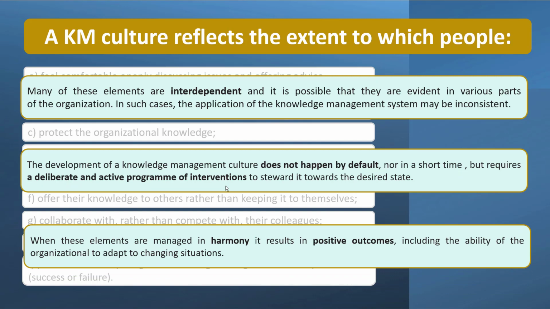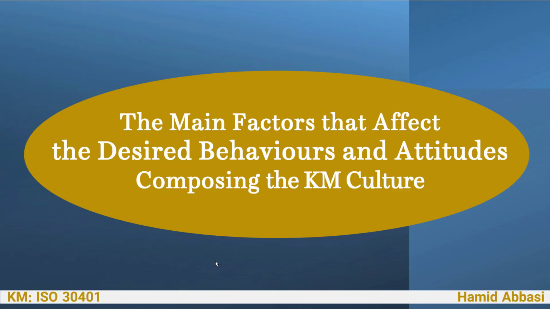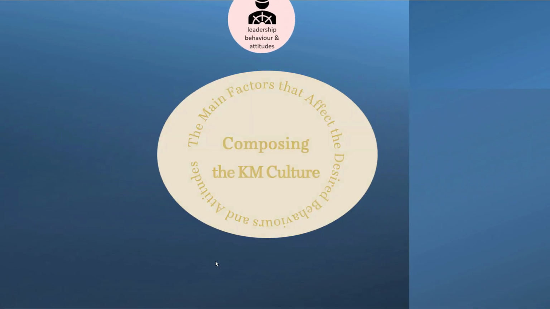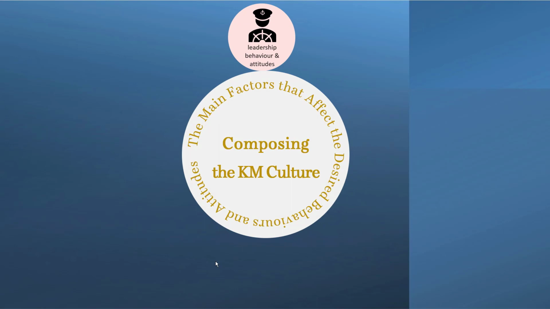And also we must know that when these elements are managed in harmony, it results in positive outcomes, including the ability of the organization to adapt to changing situations. So what are the main factors that affect having a desired behavioral KM culture? The first thing, it is very important: good leadership can help to have a desired KM culture. If the leadership of the organization insists on knowledge, insists on transferring and sharing knowledge, we can have a good KM culture in our organization.